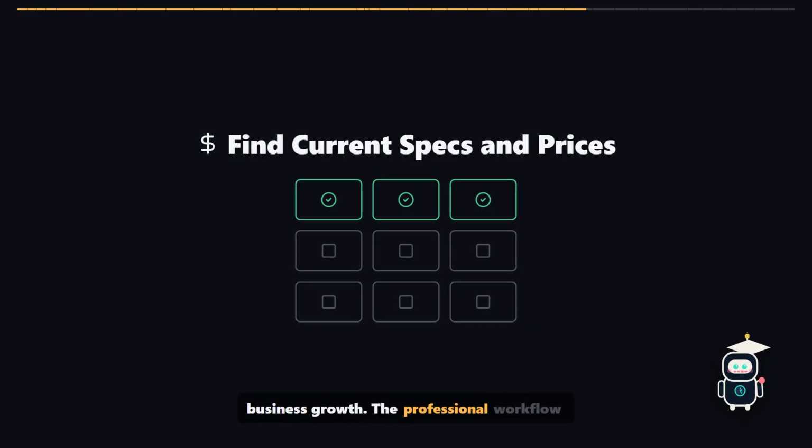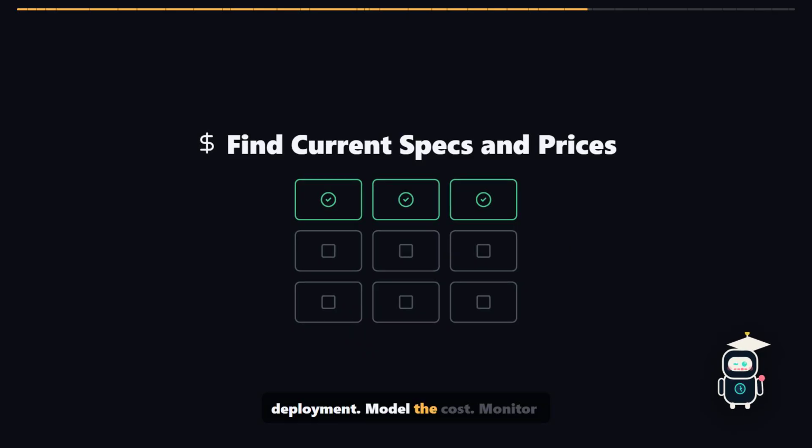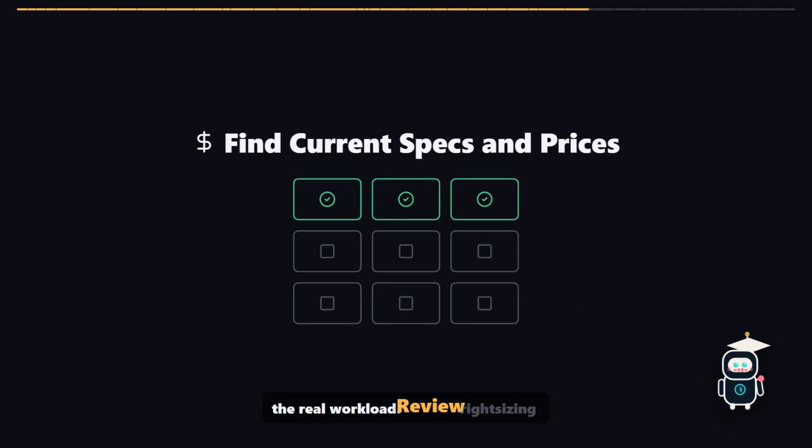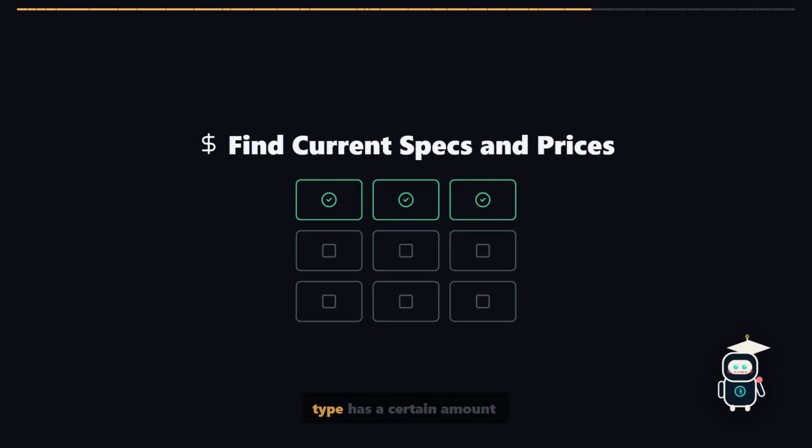The professional workflow is: use current documentation before deployment. Model the cost. Monitor the real workload. Review right-sizing recommendations. Then make a deliberate decision. That's much more reliable than memorizing that one instance type has a certain amount of RAM today.